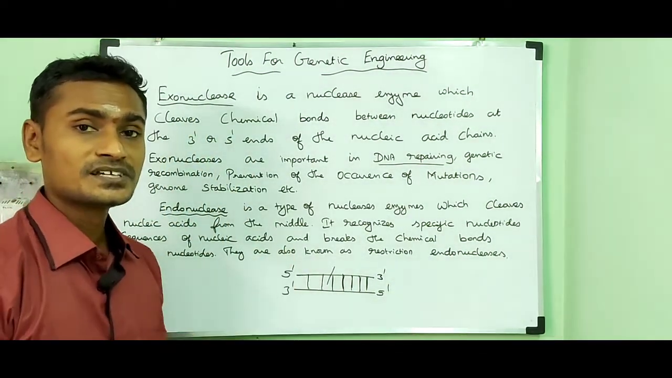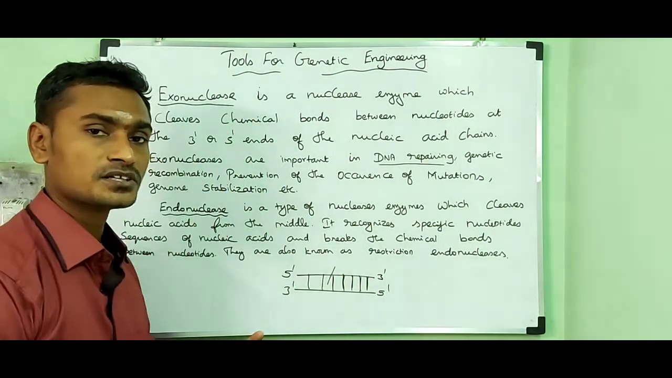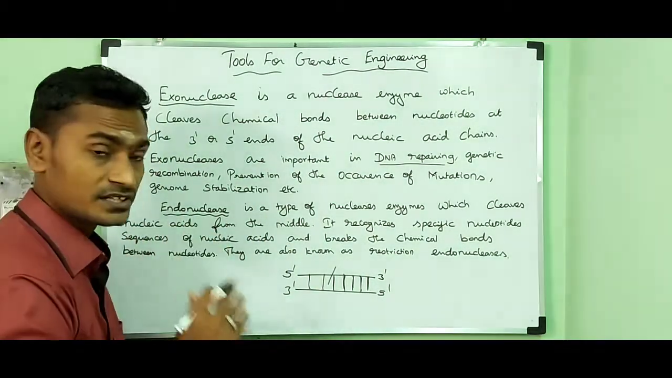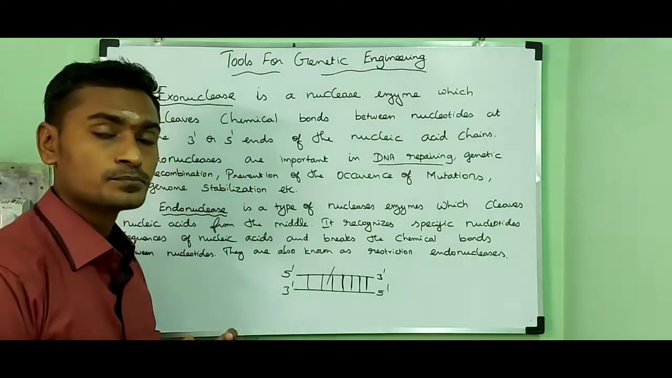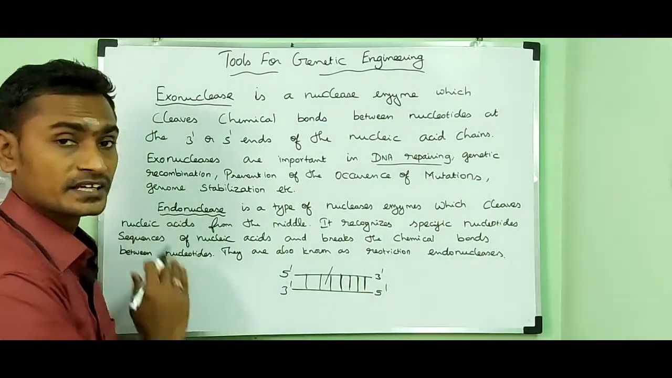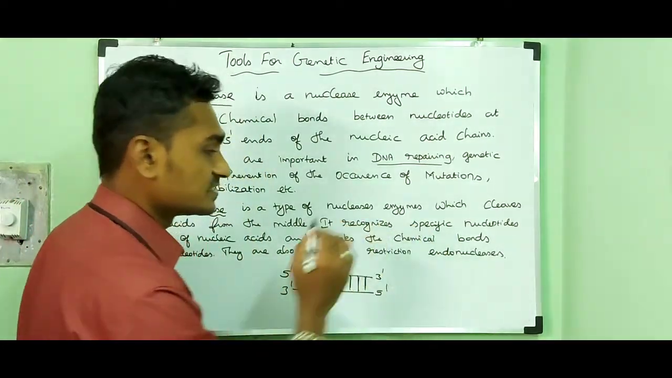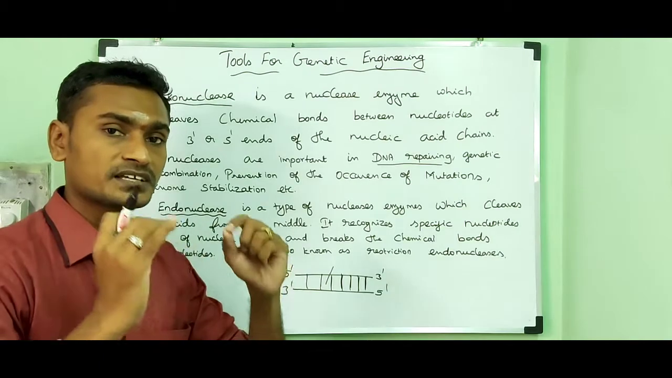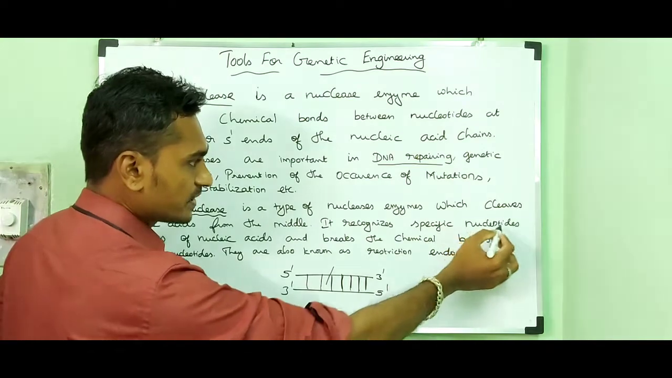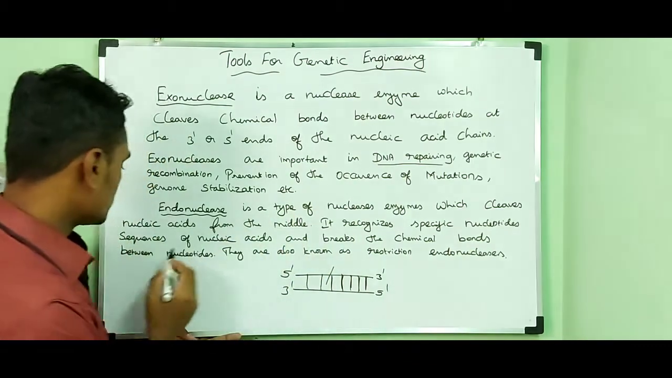So endonuclease restriction enzymes make a cleavage on the middle portion of the DNA or nucleic acid. That is why they are called endonucleases, because they cut on the inner portion of the DNA, and they make that cleavage at a specific region, the restriction site. They recognize specific nucleotide sequences of nucleic acid and break the chemical bonds between nucleotides.